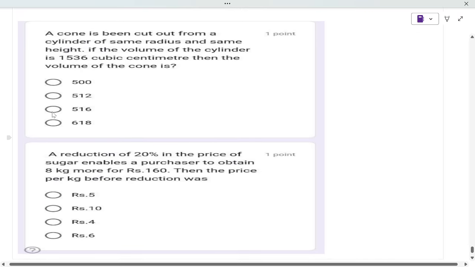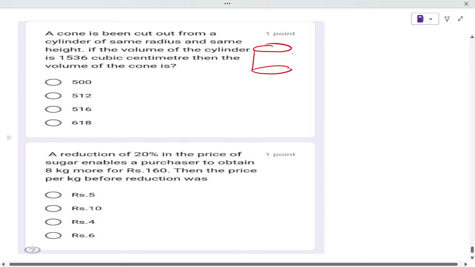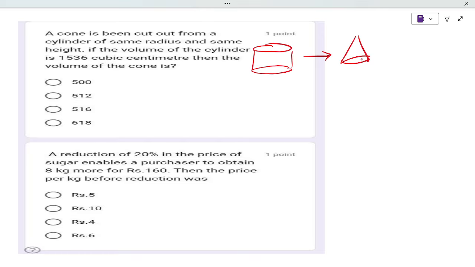Okay, next one. Next is regarding mensuration. A cone is cut out from a cylinder of the same radius and same height. So a cylinder, and a cone is cut out with the same height and same radius. That means the radius is the same and the height is the same. So this is equal to this, and this one is equal to this one.